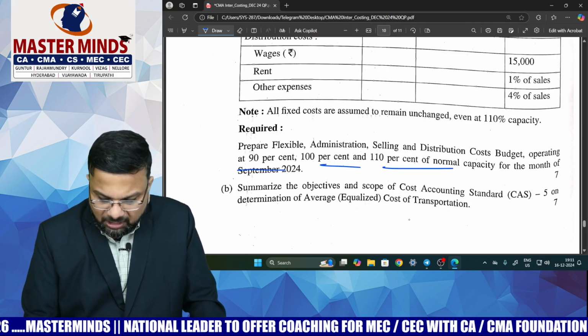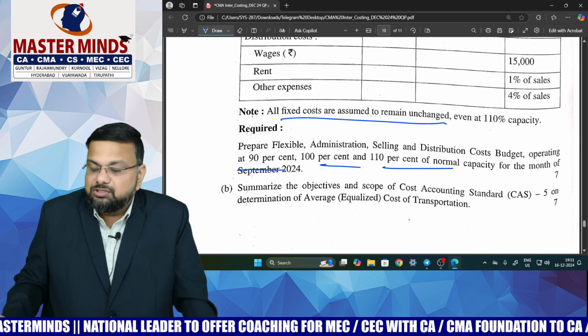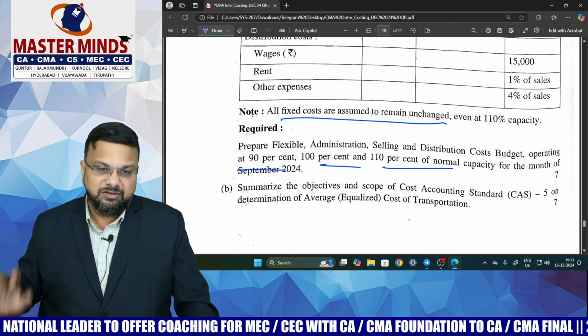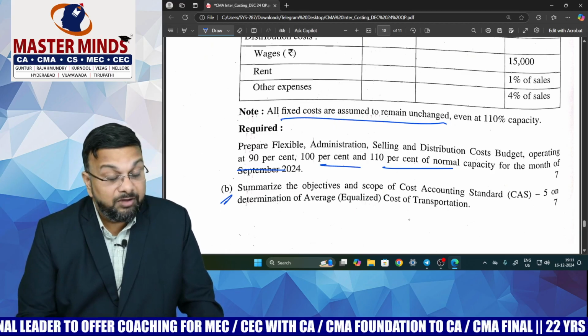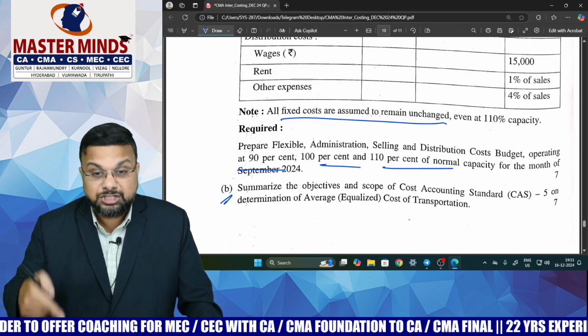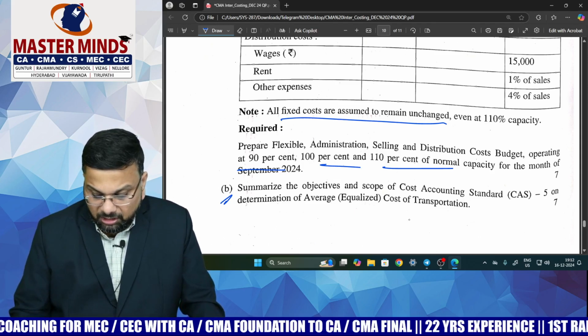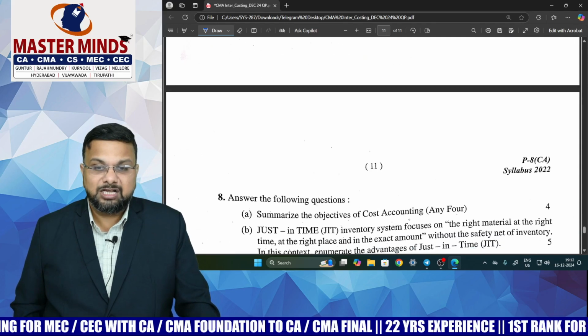Even at 110%, they have given that fixed cost will remain unchanged. So it's quite easy for us. Whether it is correct or not is a different story, but it becomes quite easy for us. As expected, 7B will be from cost accounting standards. Rather than giving from the first 3 questions, this time they have given CAS 5, that is cost of transportation.